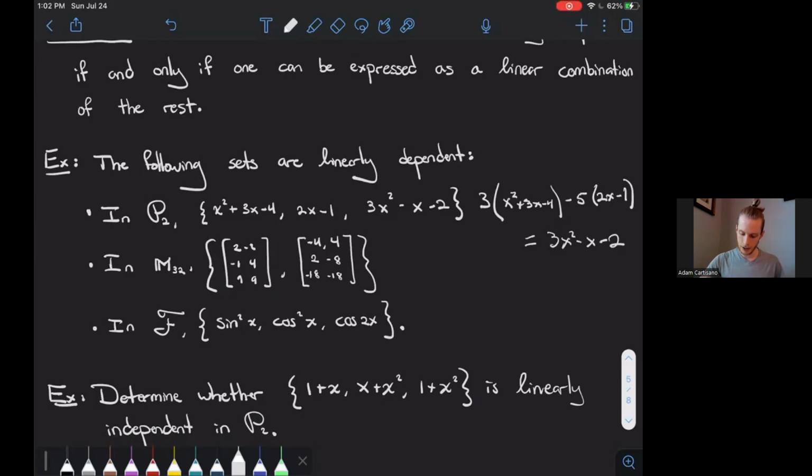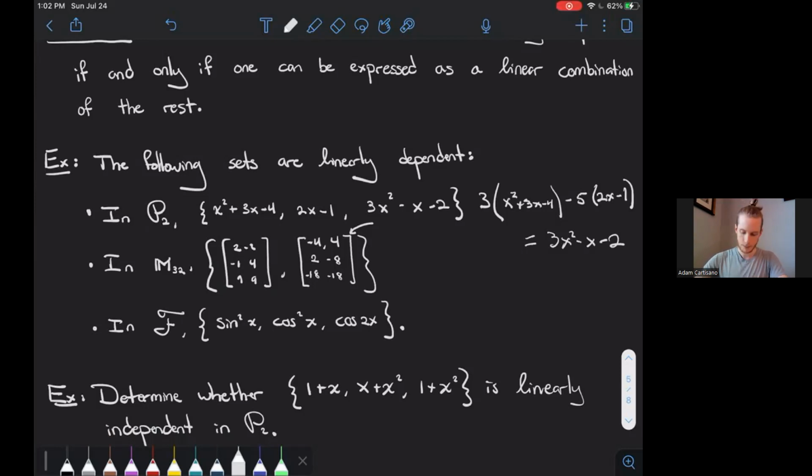Similarly, notice this matrix, but I'm going to call it a vector because it is a vector inside of the vector space M32. That matrix is -2 times the first, which means that it can be written as a linear combination of the other vectors in the set. Granted, there's only one other vector in the set, but we can still scale it by -2 to get this other vector, so the set is linearly dependent. It's even worse. In F, sine squared x and cosine squared x and cosine of 2x is also a linearly dependent set.